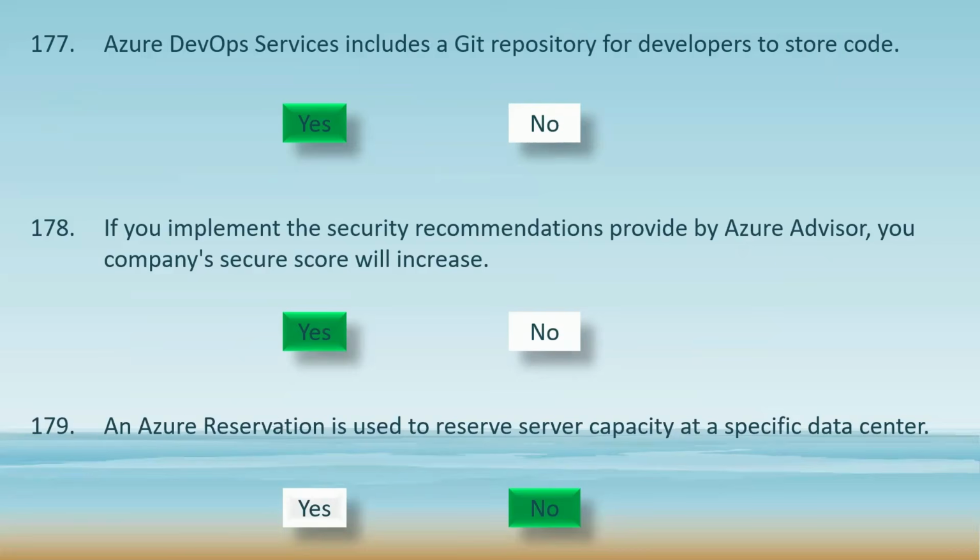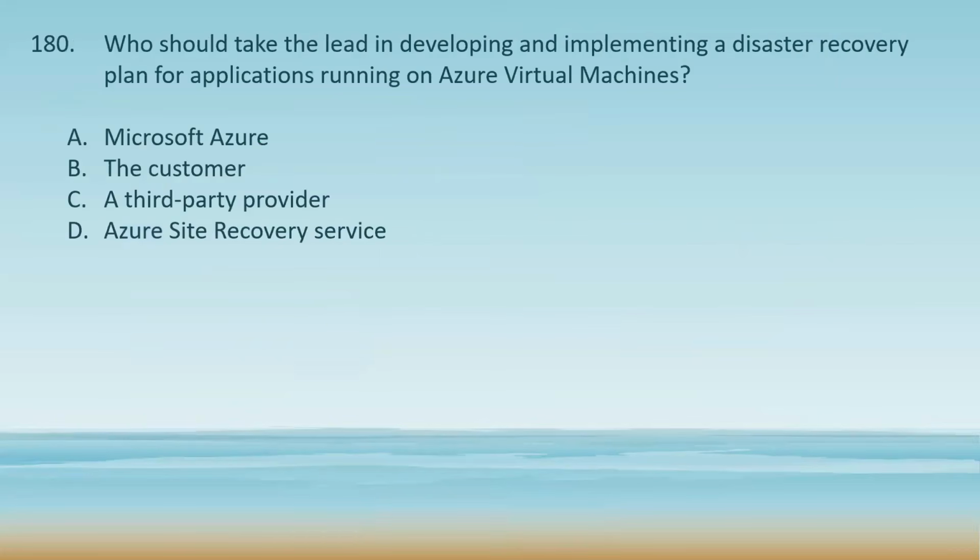Let's look at next question. Who should take the lead in developing and implementing a disaster recovery plan for applications running on Azure virtual machines? Your options are Microsoft Azure, customer, third-party provider, Azure Site Recovery Service. The customer is responsible for developing and implementing a disaster recovery plan for their application on Azure VMs. So the correct answer is option B, customer.